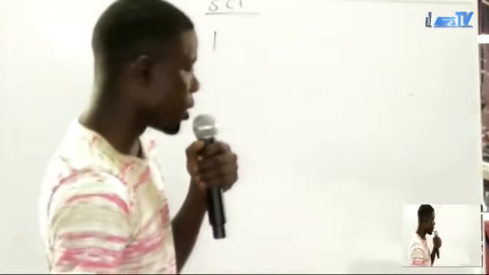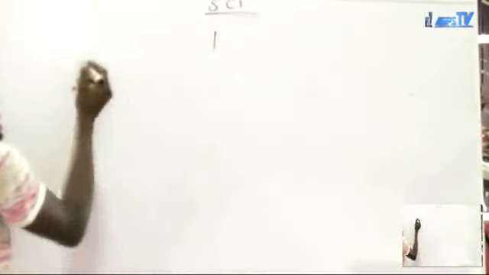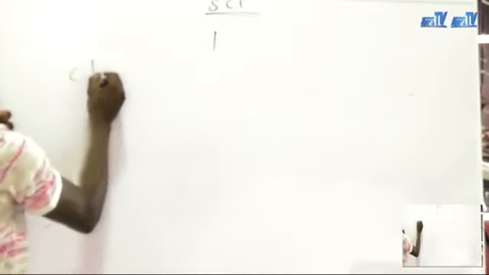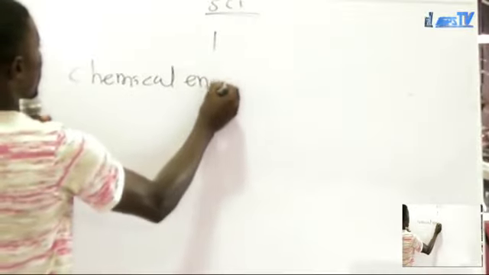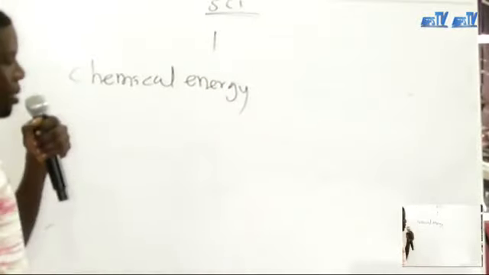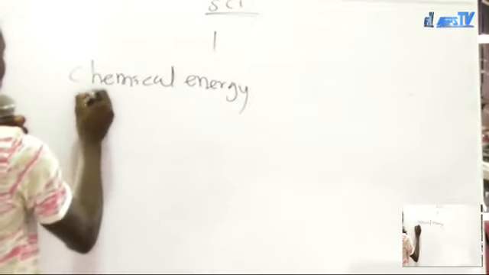But if you are told to write the energy transformation of, maybe, a dry cell in a torchlight, in your book you write chemical energy, then you go to electrical energy.